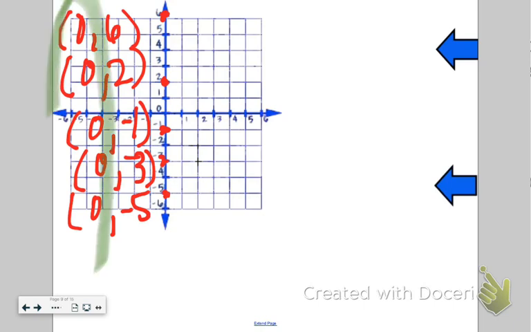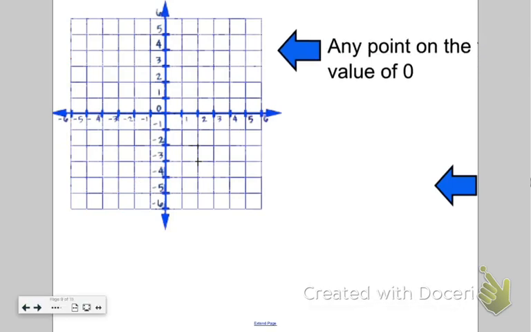All of the x values are 0 if there's an ordered pair or a point on the y-axis. Okay, so on the y-axis, that's where I'm going to find my y-intercept. And in order to calculate that using an equation, I need to remember that the x-coordinate values of a y-intercept are 0.